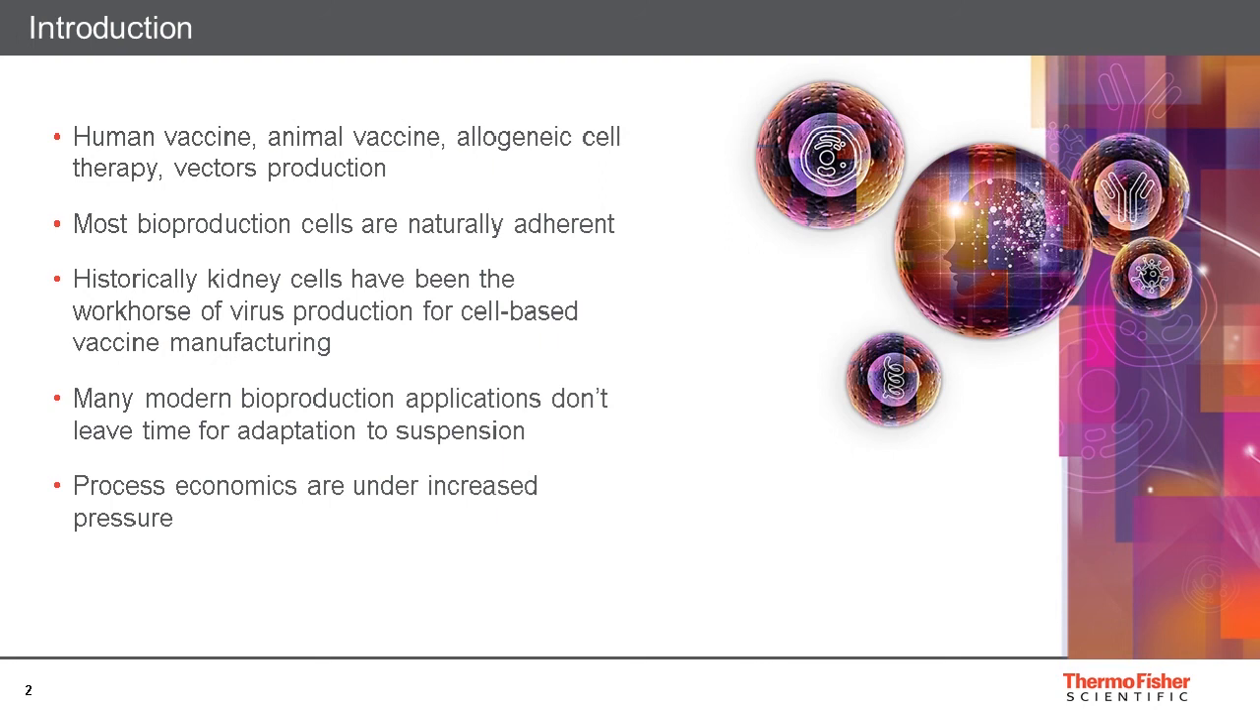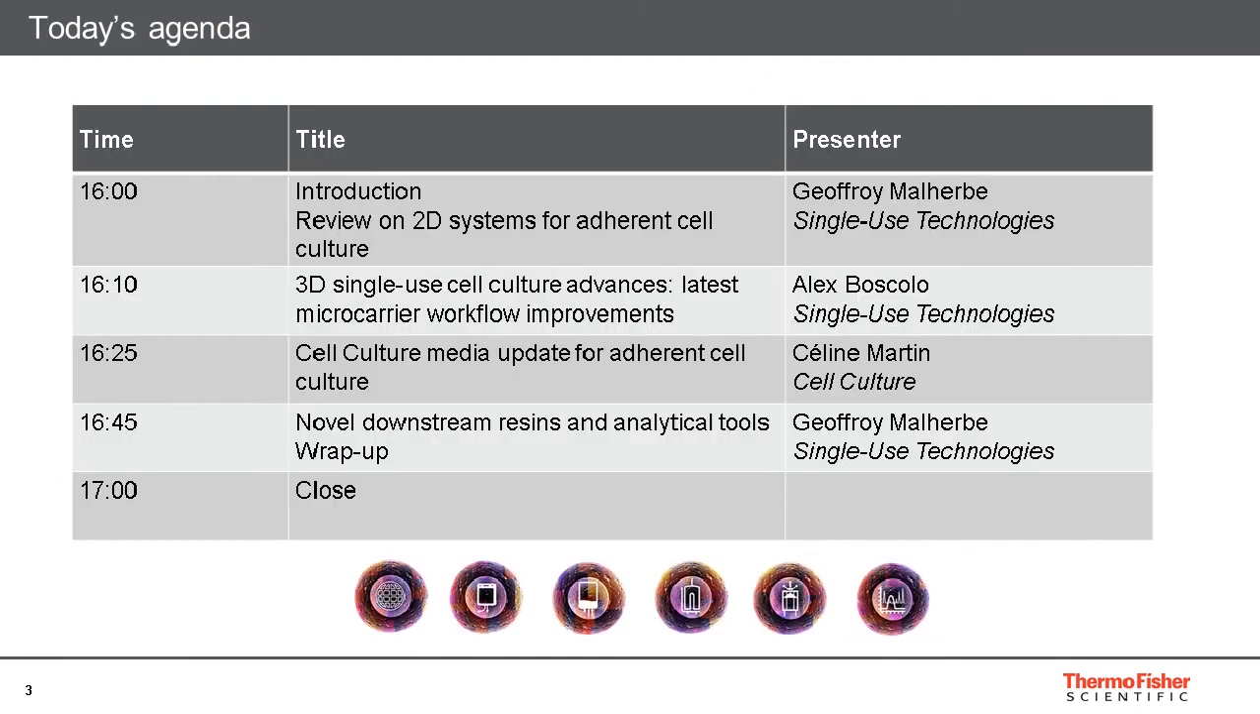Also, another framing comment to that talk is that the process economics are under increased pressure on a constant basis. Obviously, adherent cells are used to manufacture animal health vaccines, for instance, which is a form of bioproduction where manufacturing cost is of the highest importance, and also in areas such as human vaccines, where the quantitative needs related to pandemics and governments having to pay for such bioproductions is something very, very important, right?